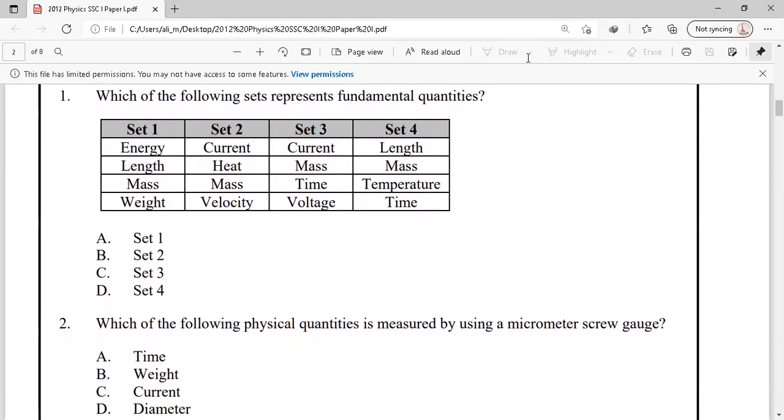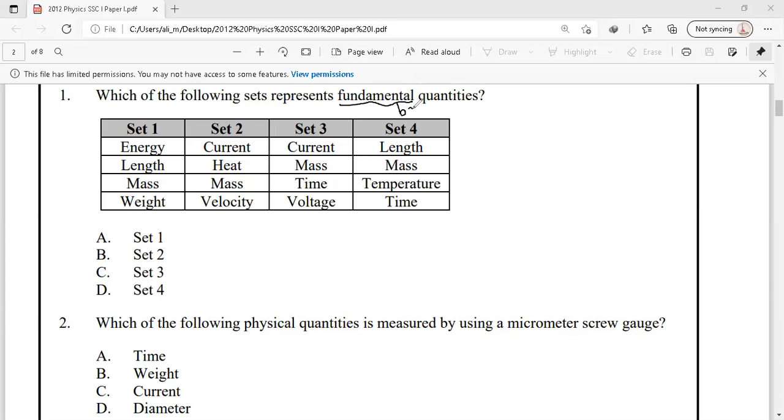So here we have our first question, in which of the following sets of quantities are fundamental? We have to identify which quantities are fundamental quantities. Fundamental quantities are those that are base quantities. So we have to identify the base quantities.